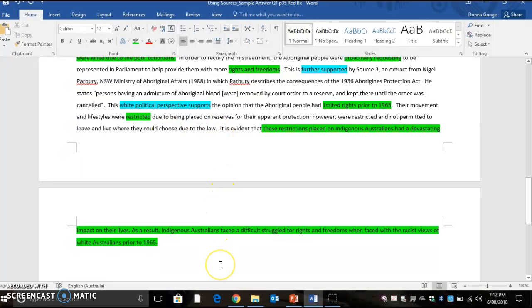This last bit is the conclusion, the link. It's linking back that for Indigenous Australians, this had a devastating impact on their lives. Well, that's unfair. It's another way of saying it is unfair. They faced a difficult struggle when faced with the racist views of white Australians, which links back to the topic sentence. In your own time, read through the paragraph in detail and see how it all links together. And then when you're writing your paragraph in class this week, have this in front of you to use as an example.